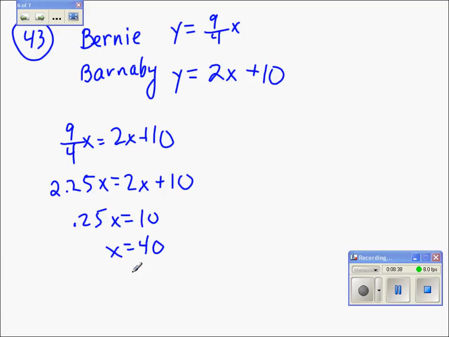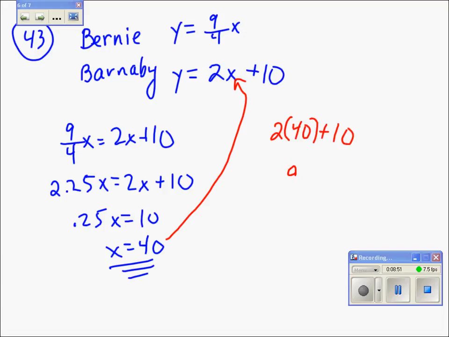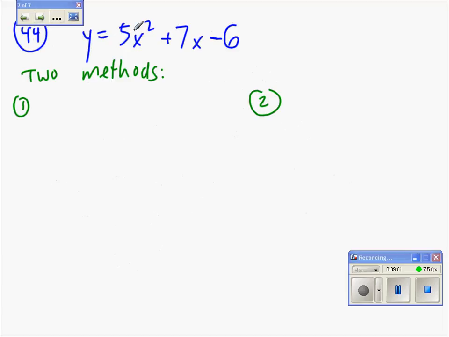Don't answer yet though, because 40 is seconds. We need to take that value and plug it in to see exactly how far they are. So 2 times 40 plus 10. Oh, it looks like they meet at 90 meters. So if the race is only 70 meters, they will not meet. Okay, and the last one, we have 2 methods of finding roots.